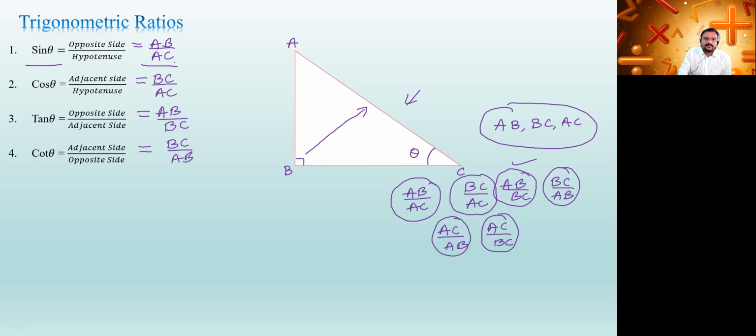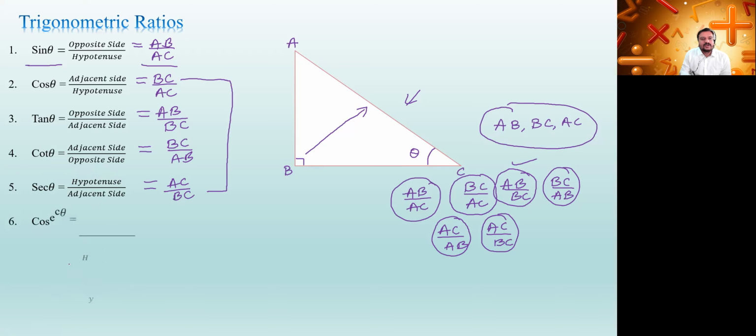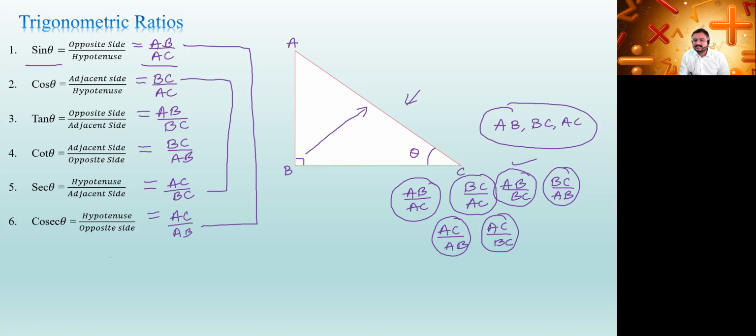Next, the reciprocal of cos theta is sec theta. Okay, now what we got here, BC upon AC, we will just write it in the reciprocal form, that is AC upon BC. And at the last, the reciprocal of sine theta is cosec theta. Okay, so what we got here, AB upon AC, we will write just in the reciprocal form. So this will come AC upon AB. So these are the 6 trigonometric ratios which we require in trigonometry.